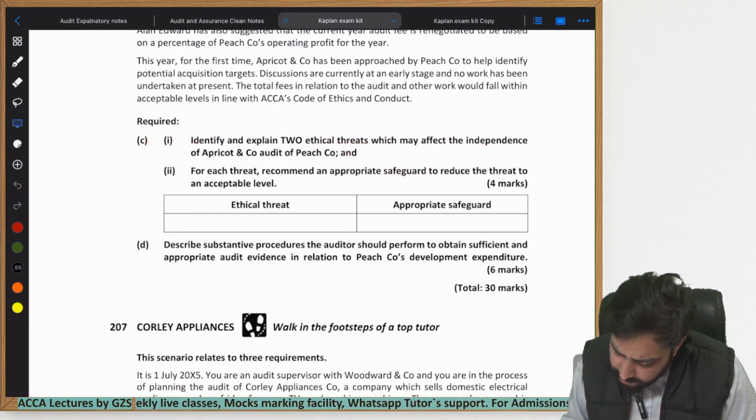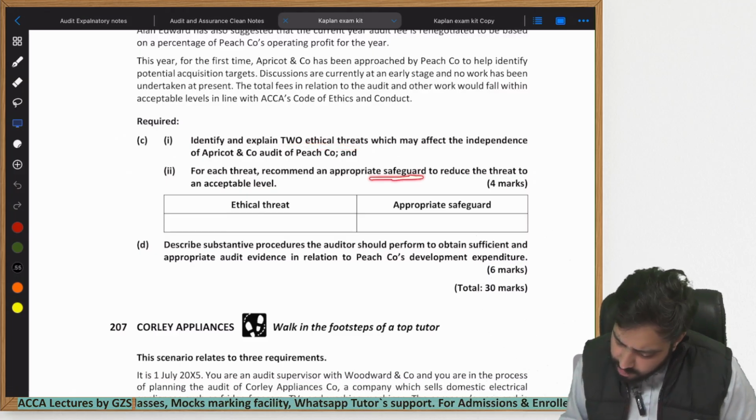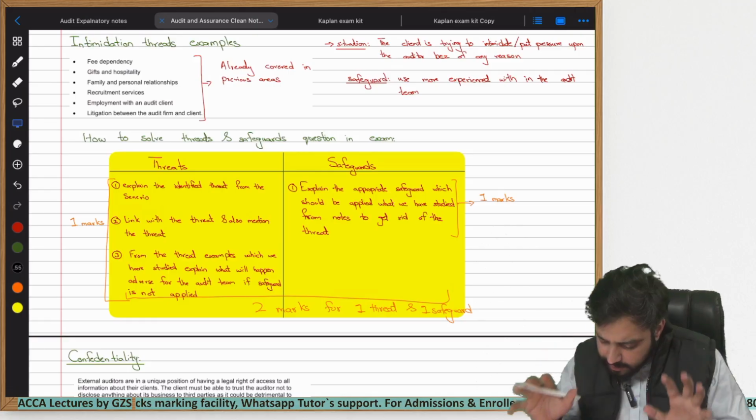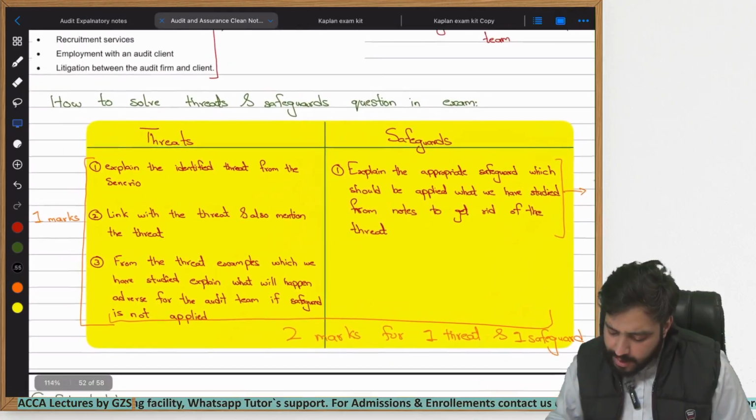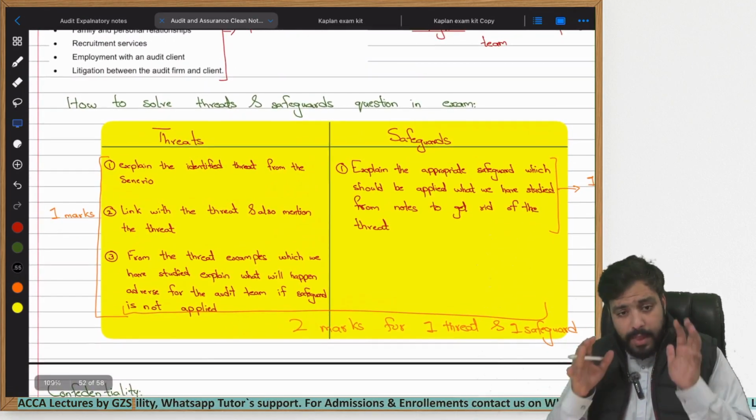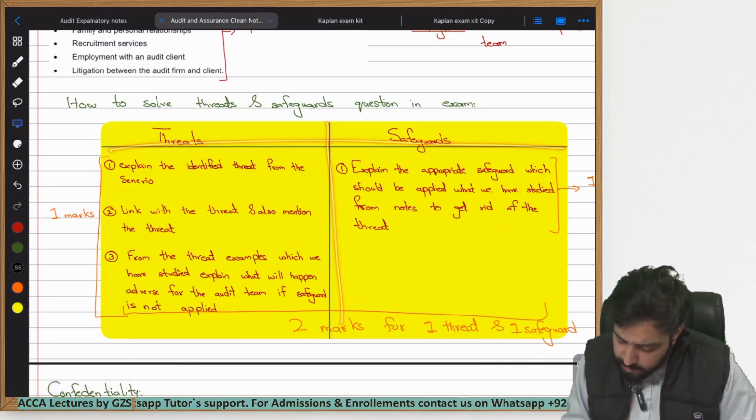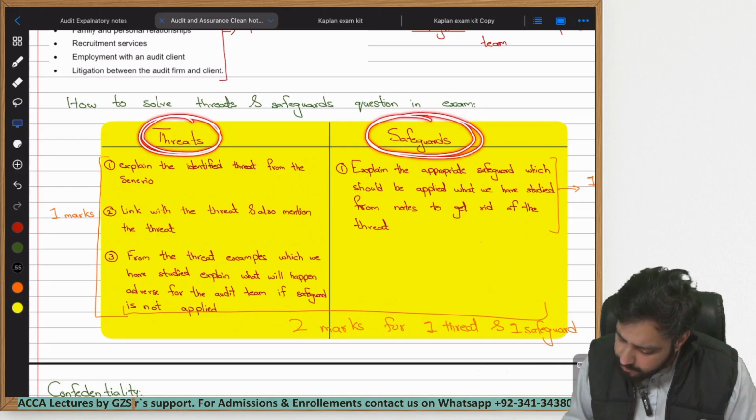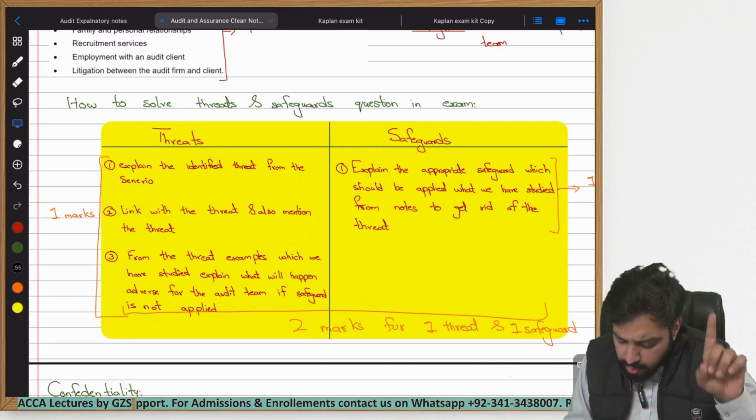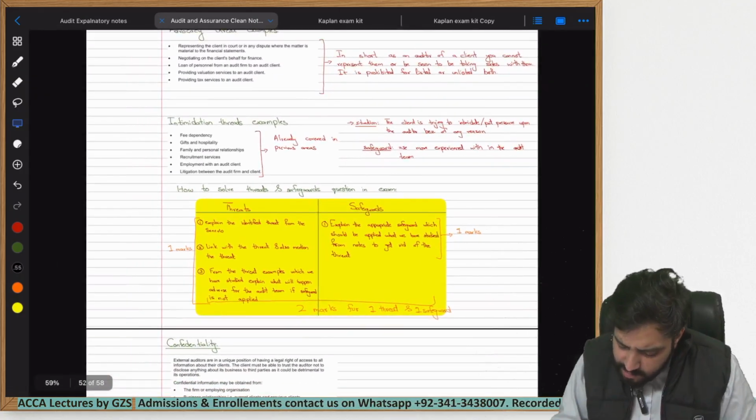whether one option asks you to identify the ethical threats and the other option asks you to identify safeguards, or it is a single option, the answer will always be written in this specific way. So this is the way that you will always write down your answer. First of all, within your exam you will create a table, as we have done in the CCG question as well. On one side the heading would be threats and on the other side the heading would always be safeguards.